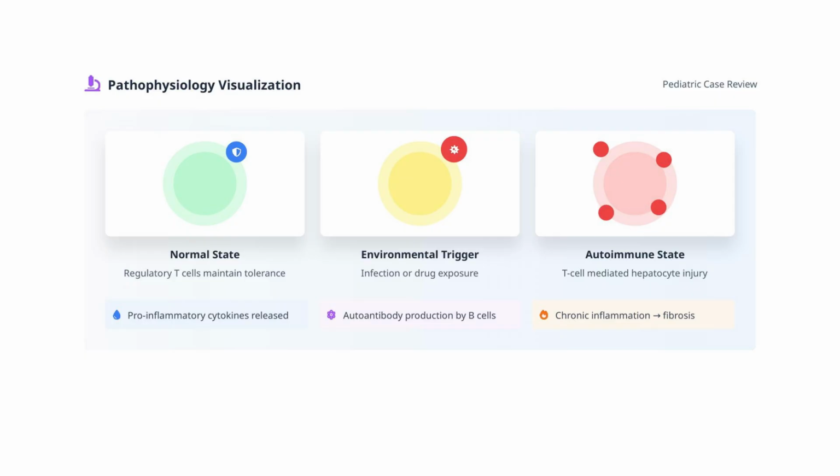This diagram illustrates the pathophysiology of autoimmune hepatitis. In normal conditions, regulatory T cells maintain tolerance to liver antigens. In autoimmune hepatitis, this tolerance breaks down. Environmental triggers activate antigen-presenting cells that stimulate autoreactive CD4 T cells. These T cells infiltrate the liver and release pro-inflammatory cytokines, recruiting other immune cells. B cells produce characteristic autoantibodies. The resulting chronic inflammation leads to progressive hepatocyte damage, fibrosis, and potentially cirrhosis if untreated.